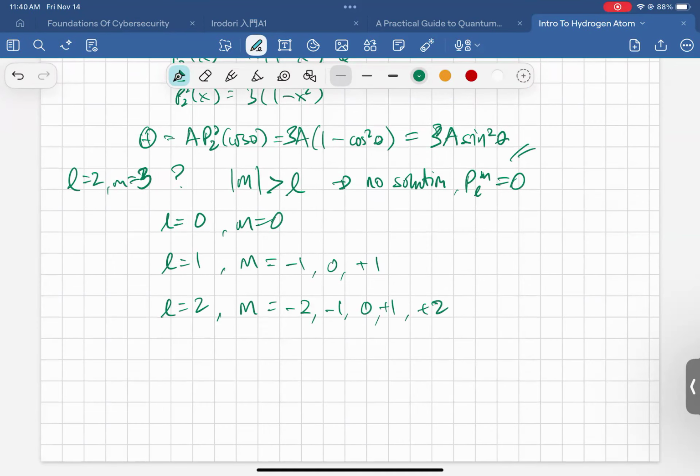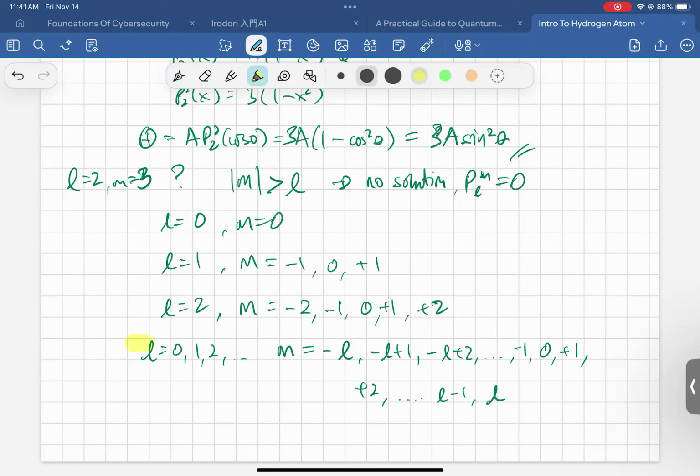So in general, if you have L equals 0, 1, 2, and so on and so forth, then yung M will have values na negative L plus 1, negative L plus 2, hanggang sa minus 1, 0, plus 1, plus 2, and so on and so forth hanggang sa L minus 1 and then L. Okay, so, ito yung conditions relating both M and L sa isa't isa.